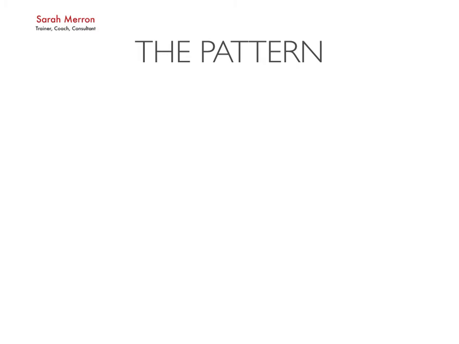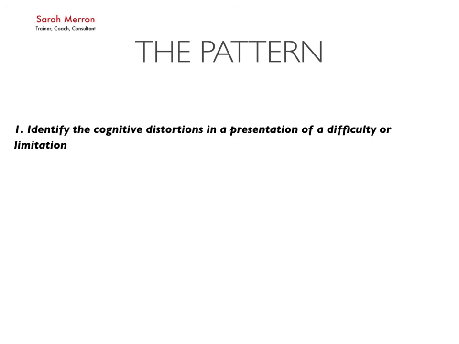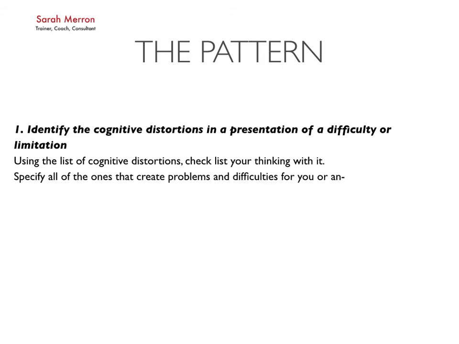Okay, so the first thing you're going to do is you are going to identify the cognitive distortions, and you're going to start to think about what is the difficulty here? What is stopping somebody from thinking about this in a different way? And once you have listed out your cognitive distortions, just check the list and try it on yourself. See what you think about it. And then identify all the ones that actually create difficulties for you or for another person.